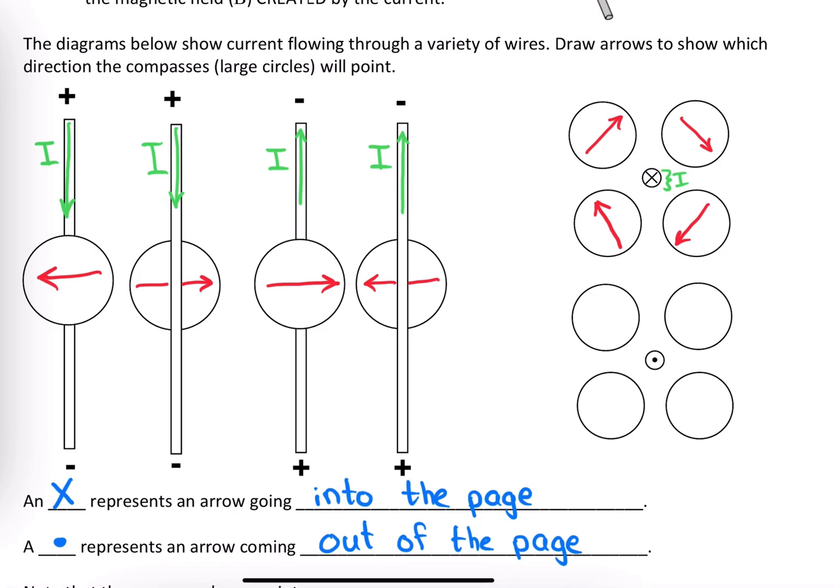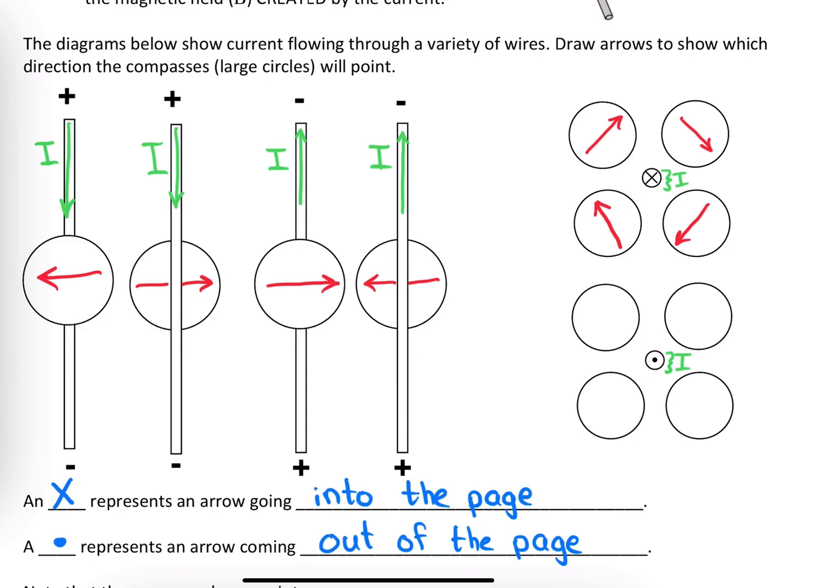Okay, let's look at this last example. Down here, there's my wire. My wire is going into and out of the page. And that dot in the middle represents the current. A dot looks like the point of an arrow coming out at me, so I have current coming out of the page. So I want to know what the magnetic field created by that current looks like.